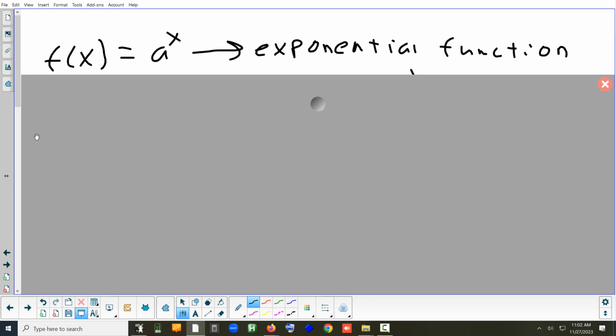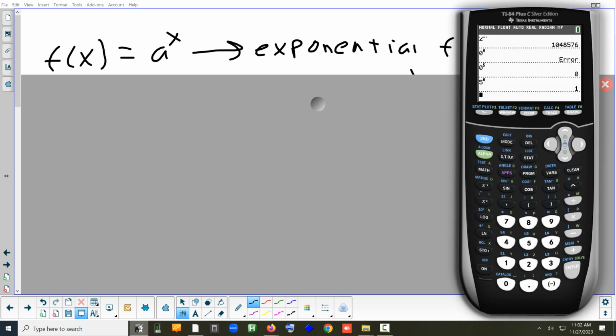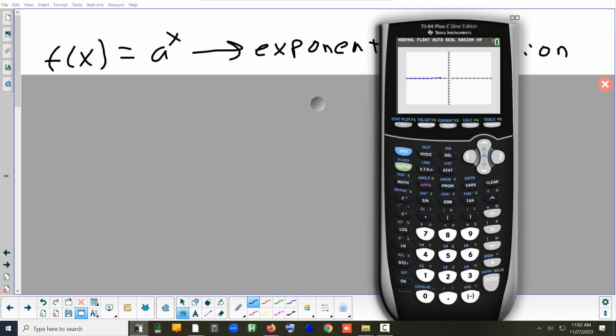Okay, so let's graph an exponential. You can put in any number to the x. I'm going to do 2 to the x. I'm going to do zoom 6. And that's what an exponential growth function looks like.